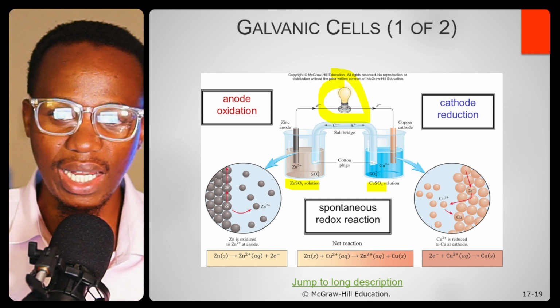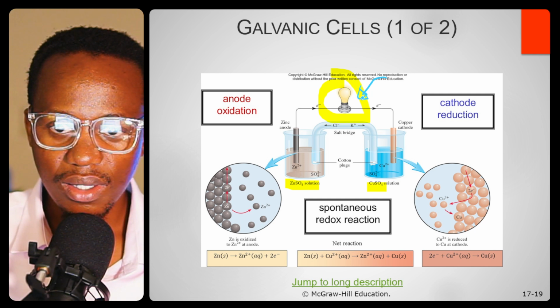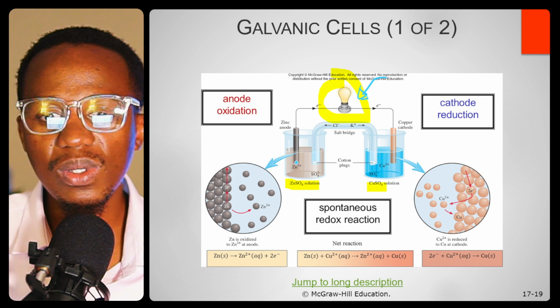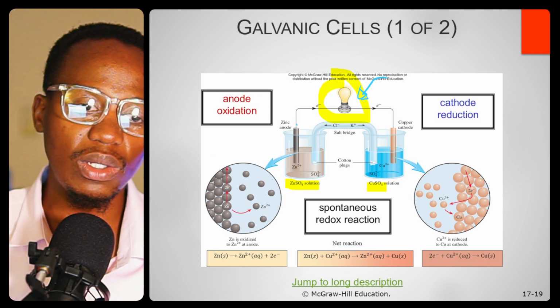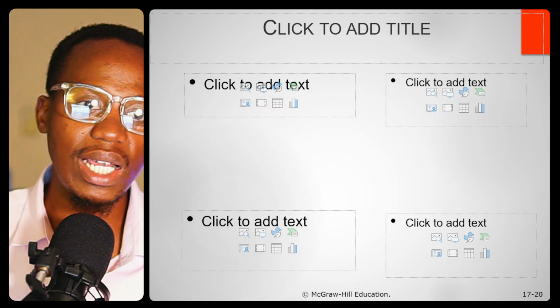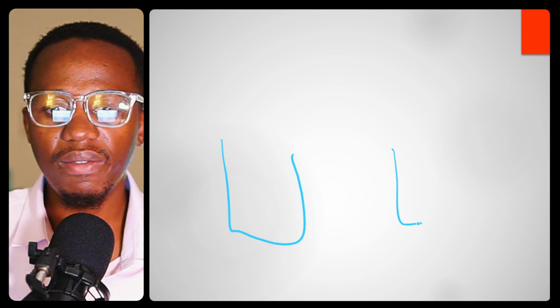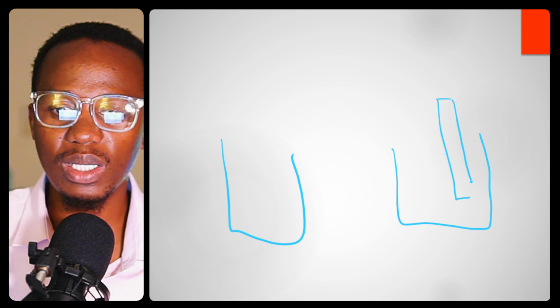If you add a current here, in a method that was not likely to happen, you can use that to deposit metal. So this is called electroplating, right? So here you have a cell, here you have another cell, then you can even use plastic, by the way. It's actually really cool.